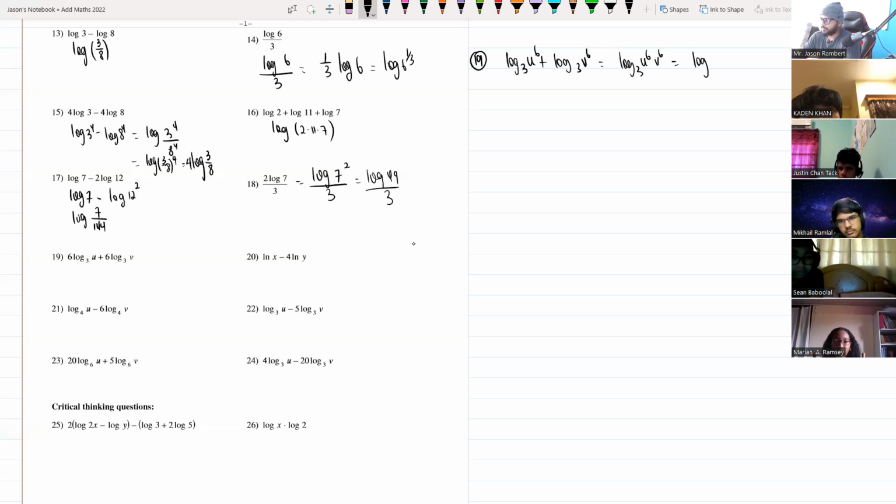If you wanted, you could have said this is uv to the power 6, a kind of reverse law 5 from indices, to base 3. And then you use law 5 from logs. 6 log of uv to base 3. Number 20.